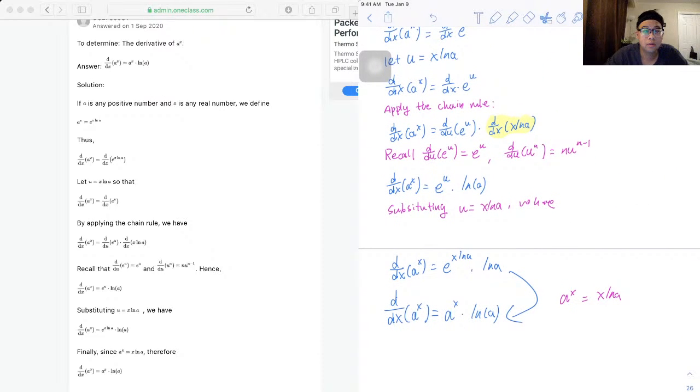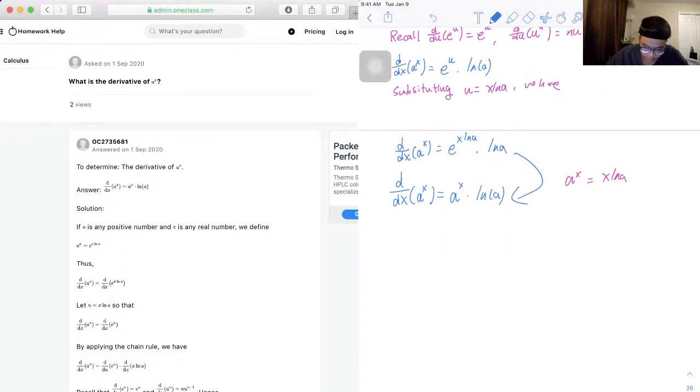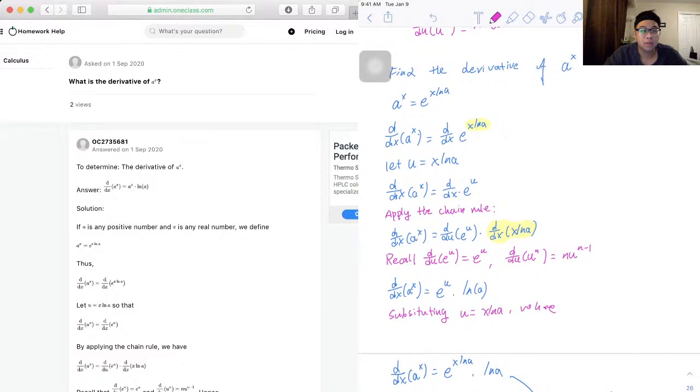So yeah, let's write down the conclusion for this question. Therefore, the derivative of a^x is a^x times ln a. Okay, so now let's leave a comment.